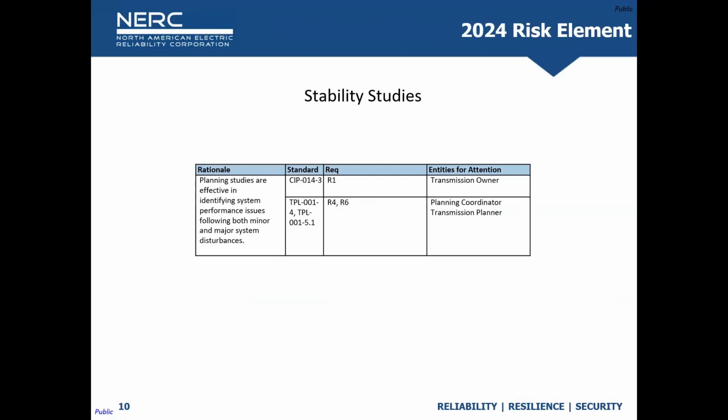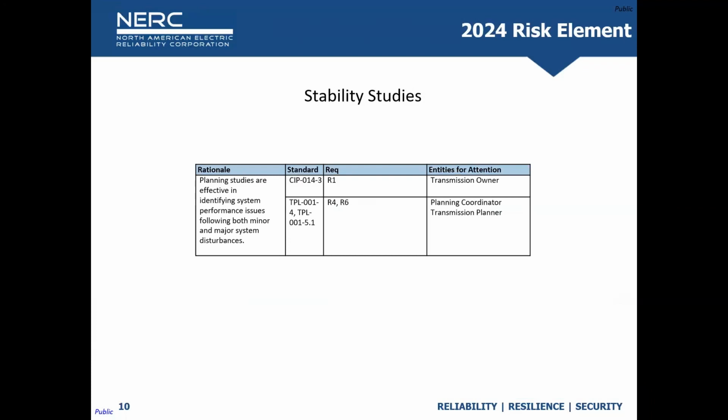Building off that knowledge, CMEP staff may further seek to understand how entities are effectively studying within the time domain to preemptively identify system performance issues following simulated system disturbances. The selection of cases, contingencies, and monitored elements should be evaluated for robustness. The selection of criteria and thresholds should be evaluated for appropriateness, thoroughness, and alignment between neighboring entities.